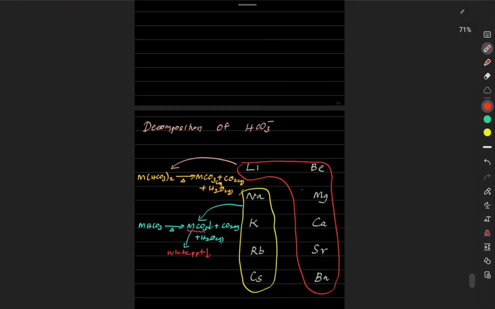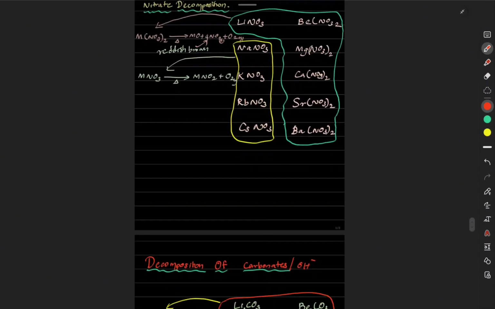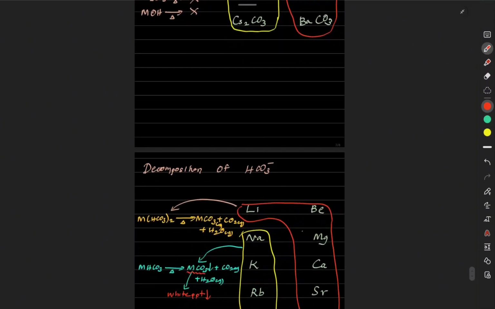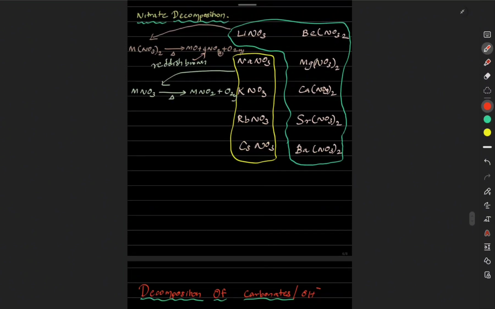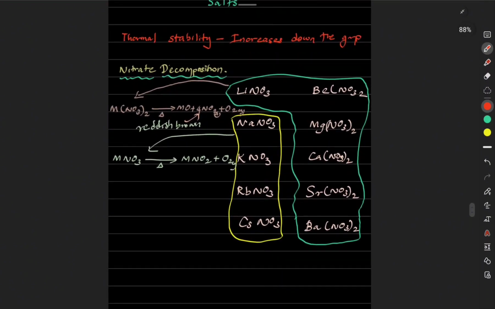That's all for the decomposition. We learned about the nitrate decomposition, carbonate decomposition, hydroxide decomposition, and bicarbonate decomposition. Hydroxide and carbonate decomposition are similar, but the pattern for all the decomposition is: lithium, group 1, lithium and group 2 elements, and sodium, group 1 elements except lithium.